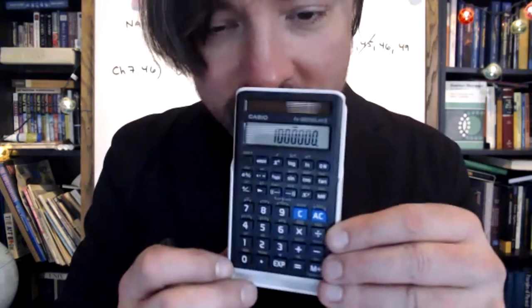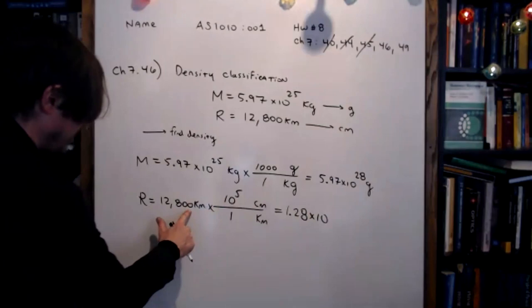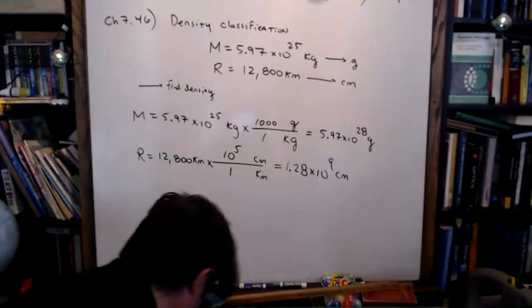Stop doing that. It's 1.28, you don't even need a calculator. Times 10 to the 5, 6, 7, 8, 9. You shouldn't have even needed a calculator for that. All right, now let's calculate the density. Don't do that on the test, you're gonna screw up.